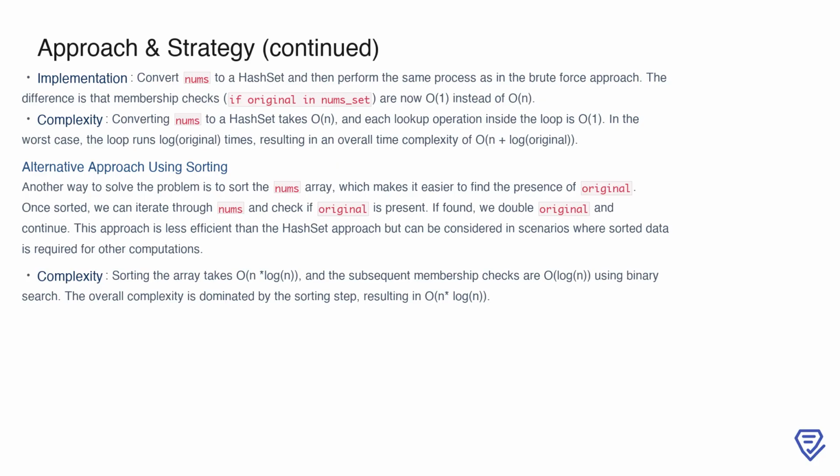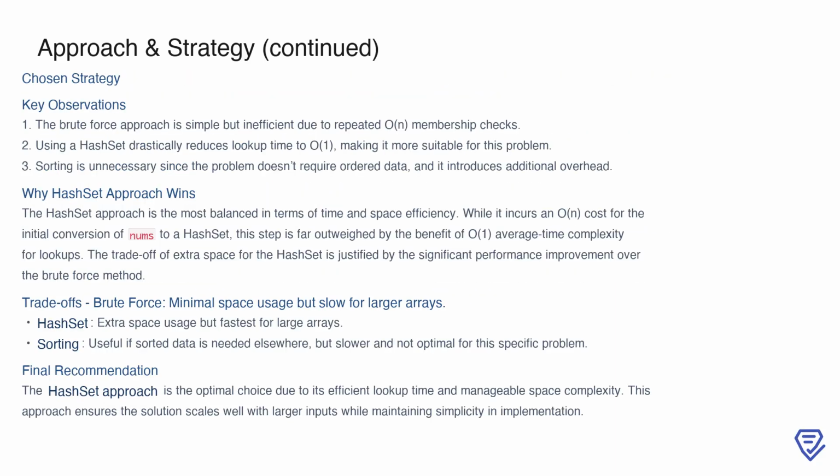This makes the hash set approach significantly faster for larger arrays. Additionally, while there's a small trade-off in space due to the hash set, the performance gain is usually worth it. Another possible solution involves sorting the array, which we'll discuss next. When comparing these approaches, it becomes evident why the hash set approach is the most efficient solution for this problem.